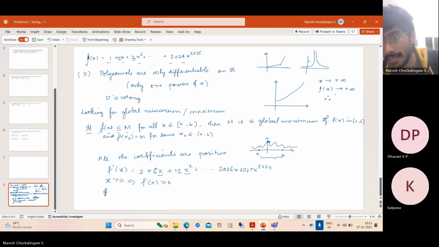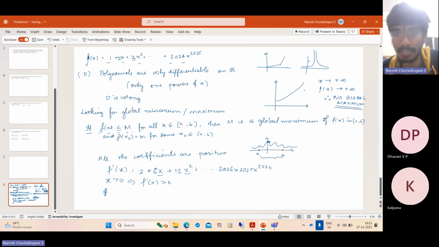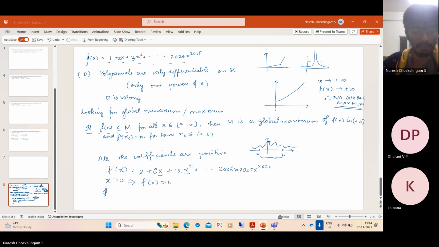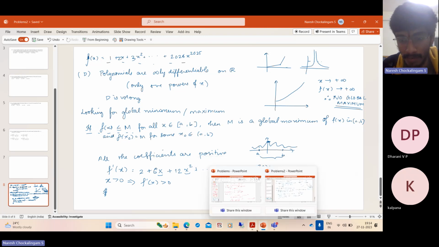Therefore, there is no global maximum. The maximum value that is attained by the function is infinity. Infinity is not typically treated as a global maximum because it is an undefined mathematical object, right? So as x tends to infinity, the function grows unboundedly. Therefore, there is no global maximum, which means our option, which option is it?